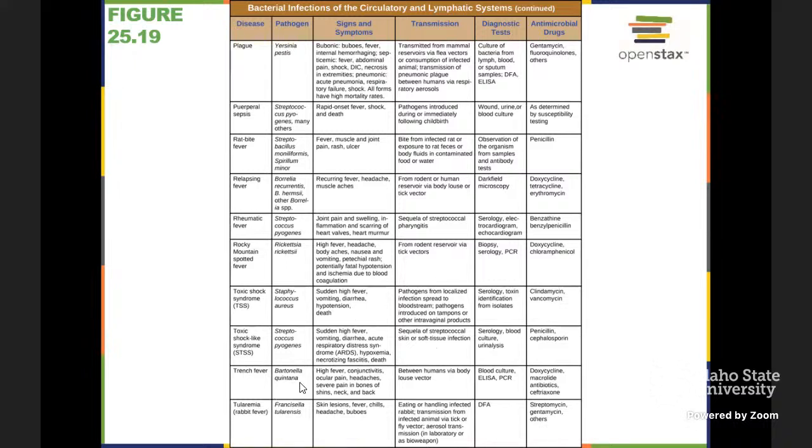Trench fever, Bartonella quintana, more high fever, conjunctivitis, eye pain, headache, pain in the bones, shins, neck, and back as a result of this. And lice serving as a vector for transmitting Bartonella. And we already saw tularemia. So eating it poorly cooked, and handling infected rabbits have the potential. There are other opportunities for that as well.